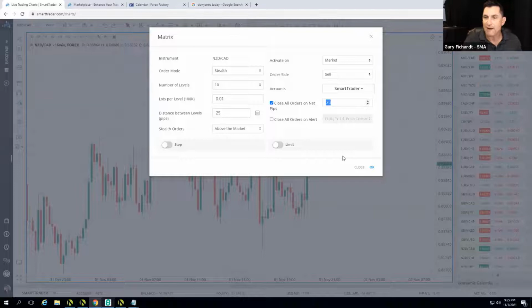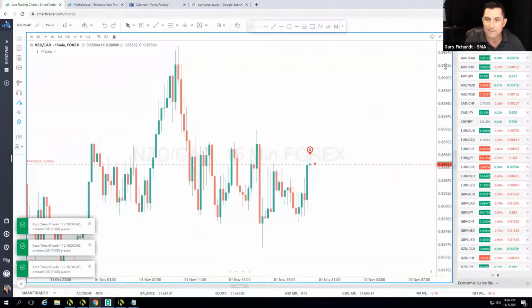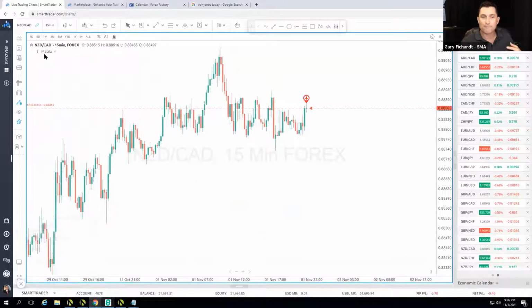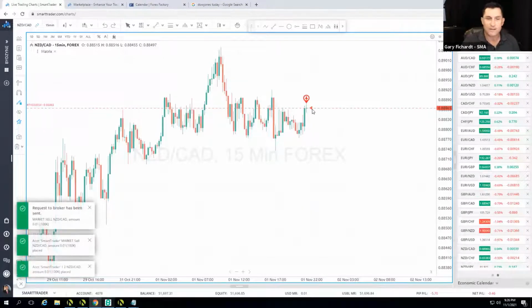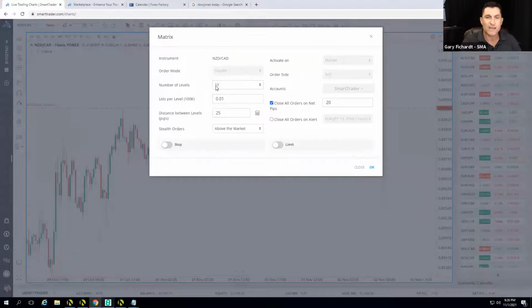Now, let me go ahead and fire this trade off right here. All right, there it is. I've fired it in. Now, very importantly, when you've put the matrix tool in, you'll see here that it's loaded. It's in on the trade. If I click on it right here, you can see I'm going to enter on 10 positions if I have to. I'm going to put in orders 25 pips apart from each other. But I'm looking for a 20 pip net profit right here. All right, a 20 pip net profit.